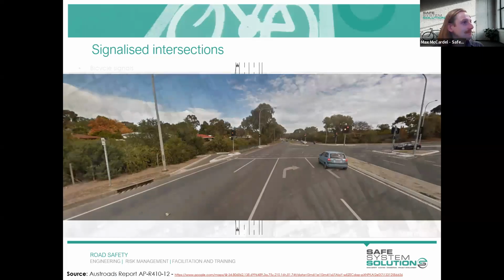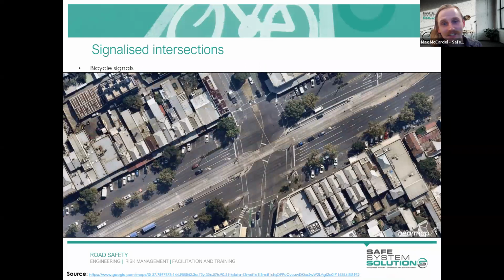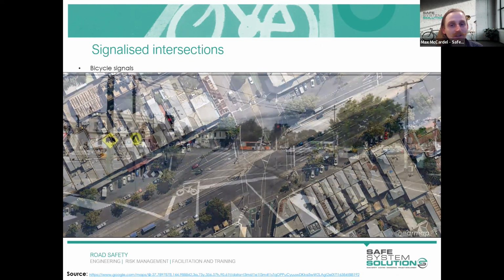Okie dokie. Go back to the slide. We'll have a look at this intersection here. Big one, very big intersection. You can see lots of traffic lanes. You can see there's some light rail or tram tracks in the middle here as well. So lots and lots going on. I'll show you how this looks down on the ground.